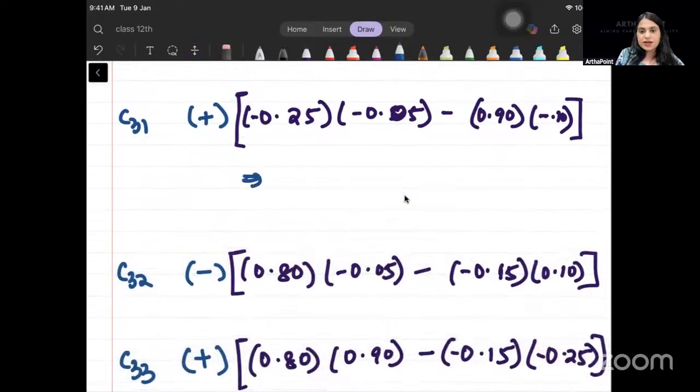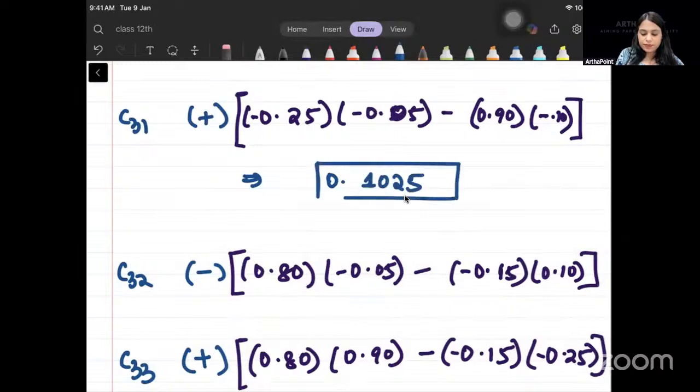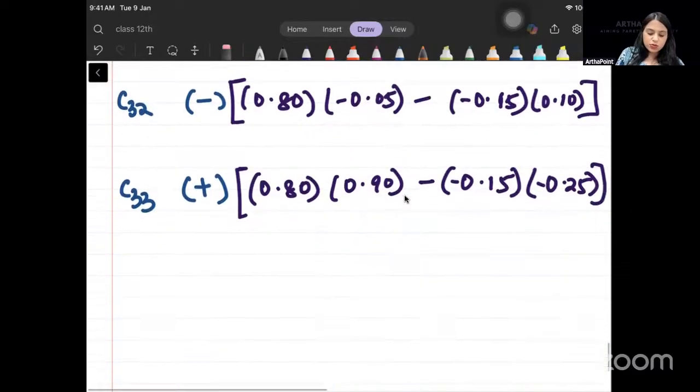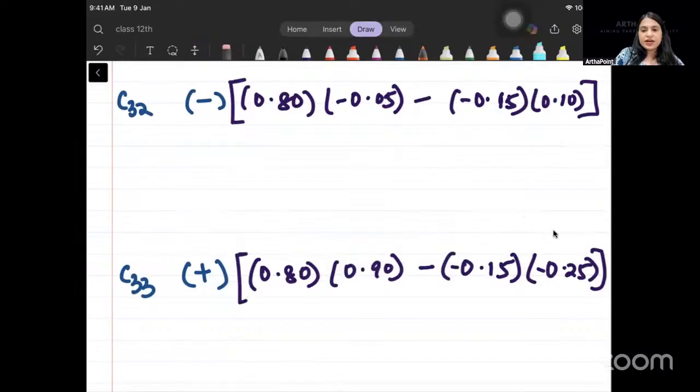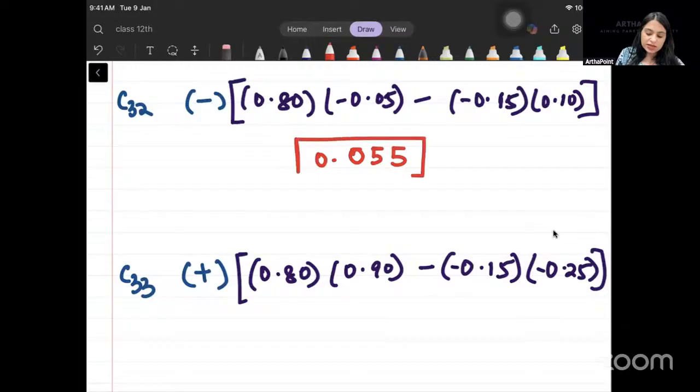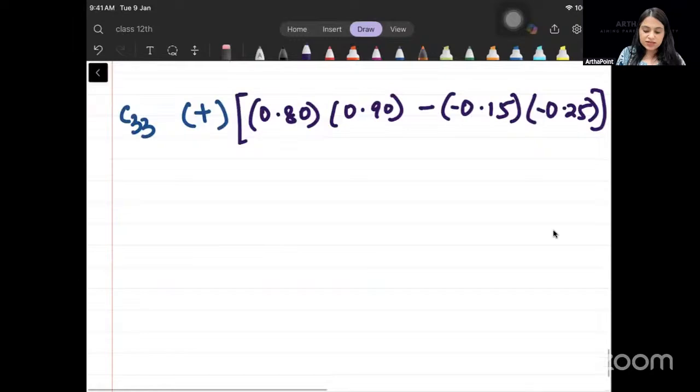I am getting the answer as 0.1025. For C32, I am getting the answer as, so as I said, when you're doing it here, not in the exam, then also you notice that you are getting few of the answers incorrect. Although this is just addition subtraction, because the decimals are involved, be very careful while you solve these things. And this last one is giving me 0.6825.